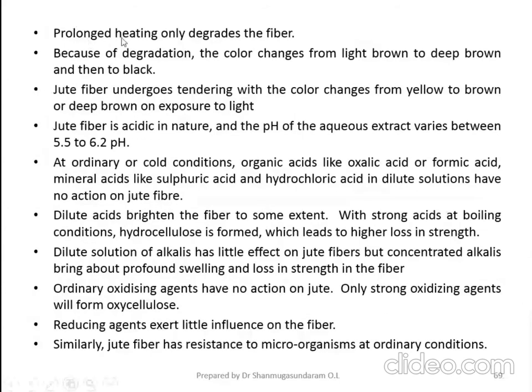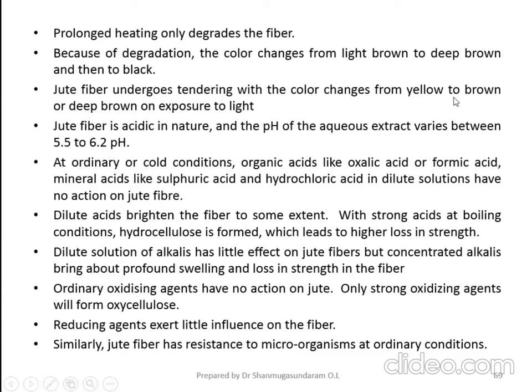Then prolonged heating degrades the fiber. If you prolong the heating process, what will happen? It degrades the fiber. Because of degradation, the color changes from light brown to deep brown, and finally you get a black color. Jute fiber undergoes tendering with the color changing from yellow to brown or deep brown on exposure to light. So this color change takes place when the jute fiber is exposed to light.